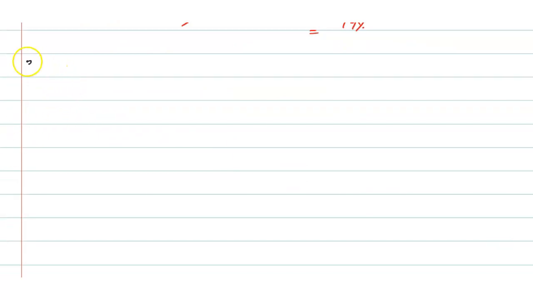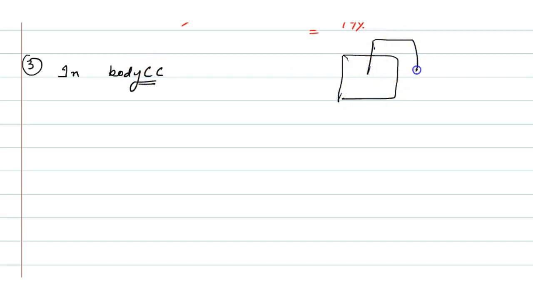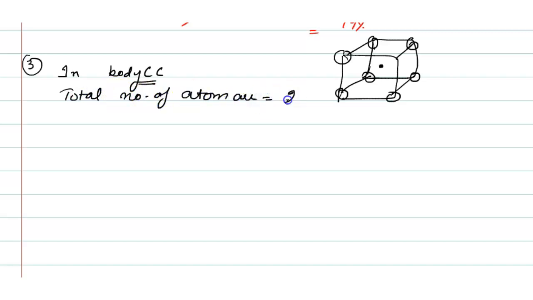Now next, third and last topic, how much space do atoms occupy in body centered cubic unit cell? So you know that in body centered cubic unit cell, one atom is present at each of the 8 corners, and one atom is present at the center, the body center. So total number of atoms are 2. So we will write here total number of atoms are 2.